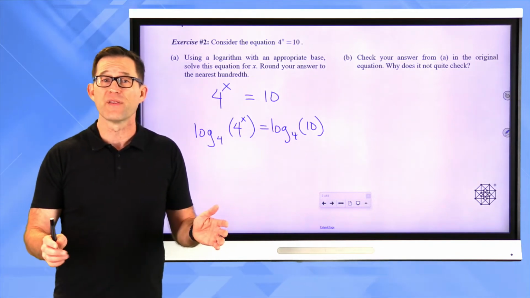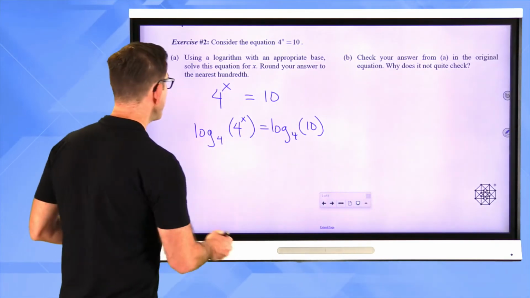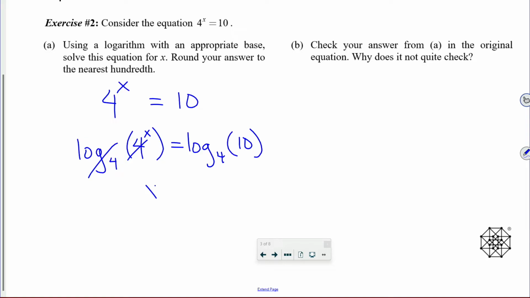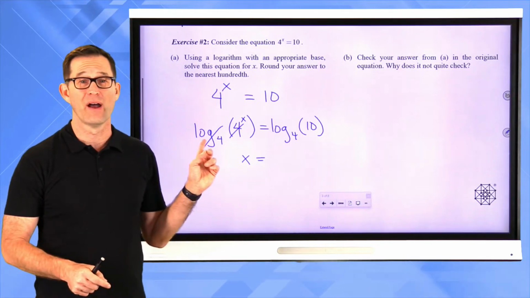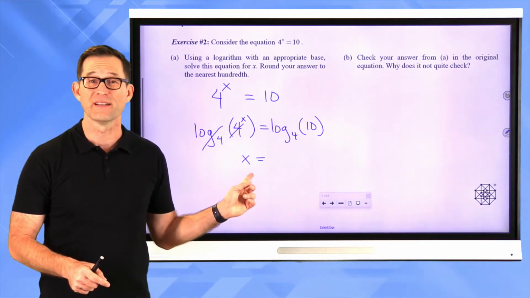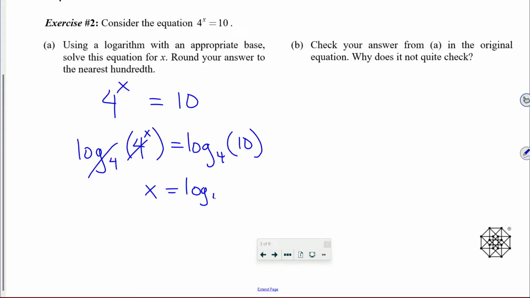In order to answer that question, I'm going to take the log base 4 of both sides. Log base 4 of 4 to the x, if you want to think about it, cancels out. They don't really cancel so much as just saying, what do I have to raise 4 to get 4 to the x? Well, that's x. And now x is equal to the log base 4 of 10, and that's where we need our calculator, because we can't do that in our head.